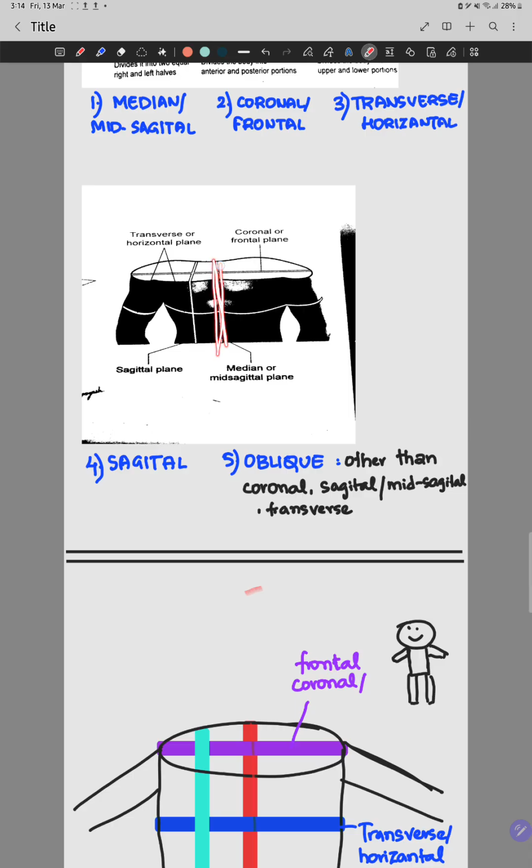This is the mid-sagittal plane, which divides our body into right and left. The coronal plane divides into anterior and posterior. The transverse or horizontal plane divides into up and down. That's it. Next, what are the other two? Sagittal plane means any plane which passes parallel to the mid-sagittal plane. What is the oblique plane? Oblique plane means other than all the above planes, that is the median or mid-sagittal plane, coronal plane, transverse or horizontal plane, or the sagittal plane. Other than all of these, it is going to be the oblique plane. That's it.